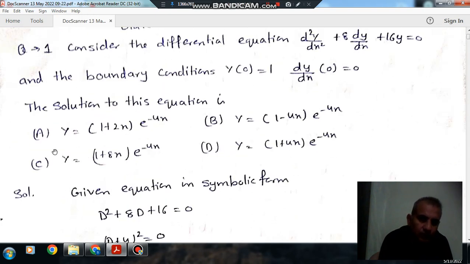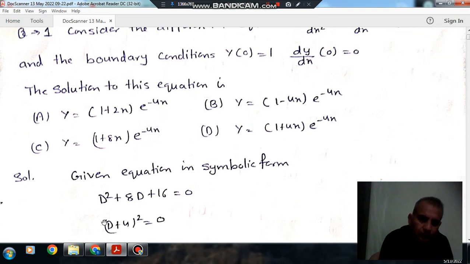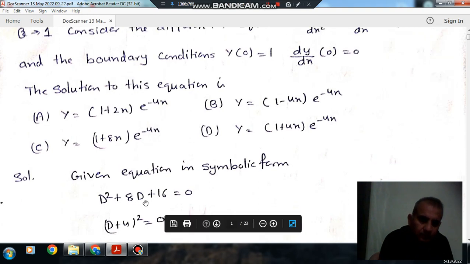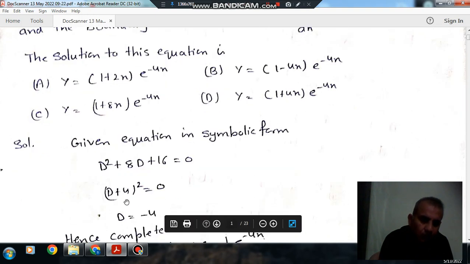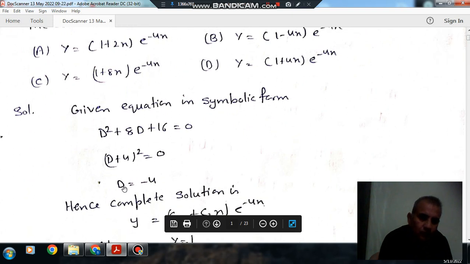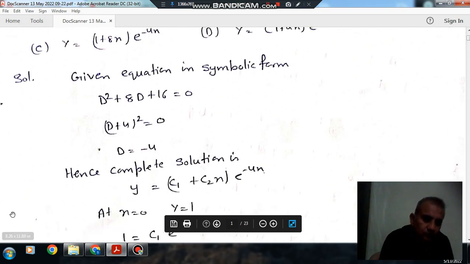So the given equation in symbolic form is d²y/dx² + 8 dy/dx + 16y, which is D² + 8D + 16, or we can write it as (D + 4)². So D is minus 4. As they are equal roots, the solution can be written as y = (c1 + c2 x) e^(Dx), and D is minus 4.